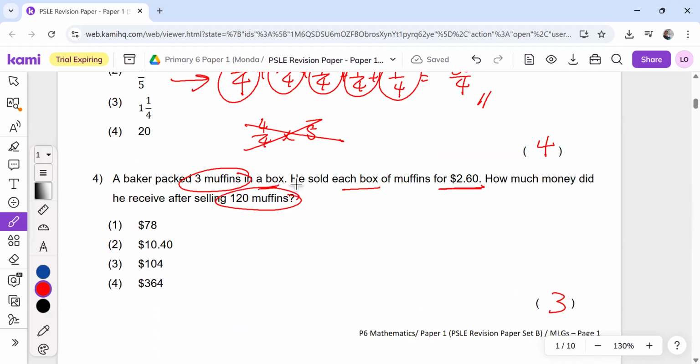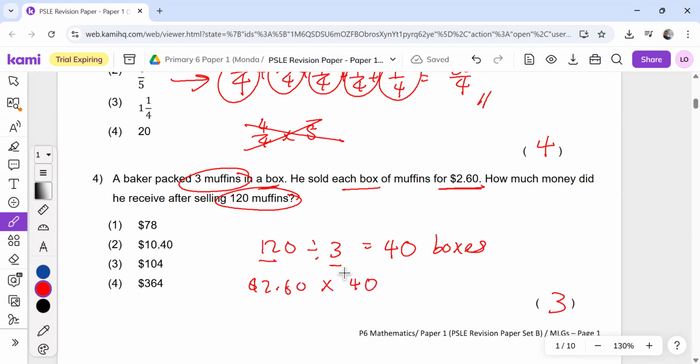You will have to go and find how many boxes he sold. So 120 muffins will be how many boxes? You divide by 3 in a box. Shortcut, cover the 0. 12 divided by 3 is 4. Put back the 0. There will be 40 boxes. And how much is 40 boxes? You take $2.60 times 40.